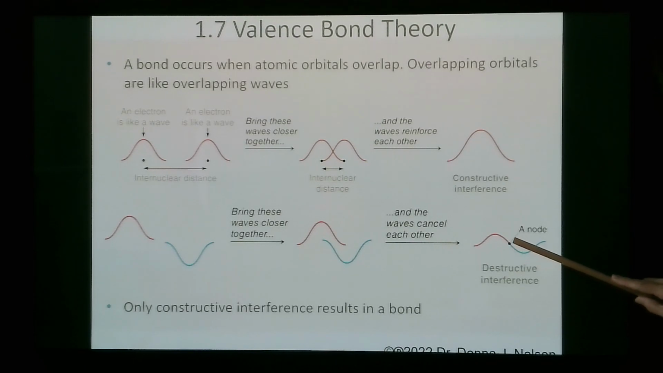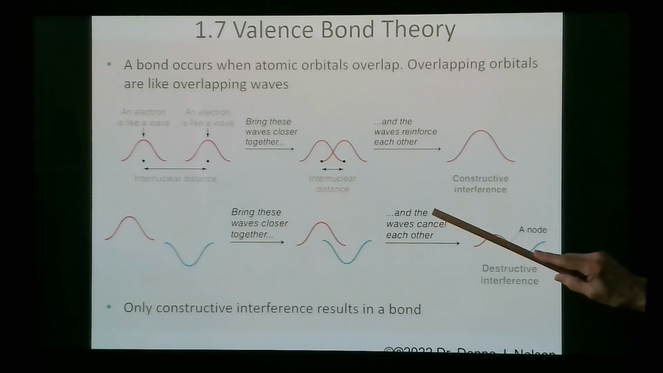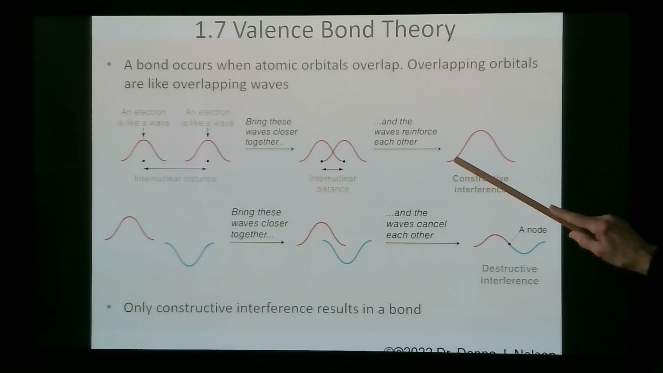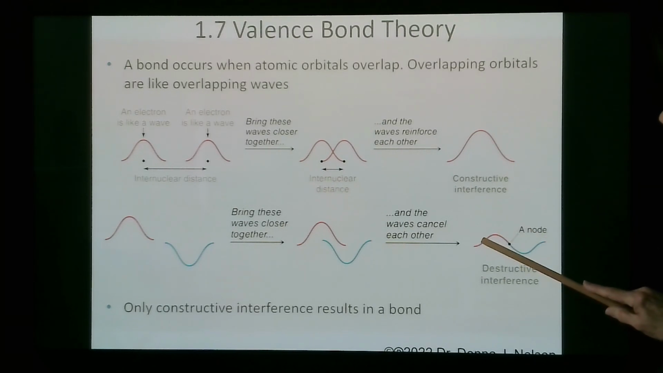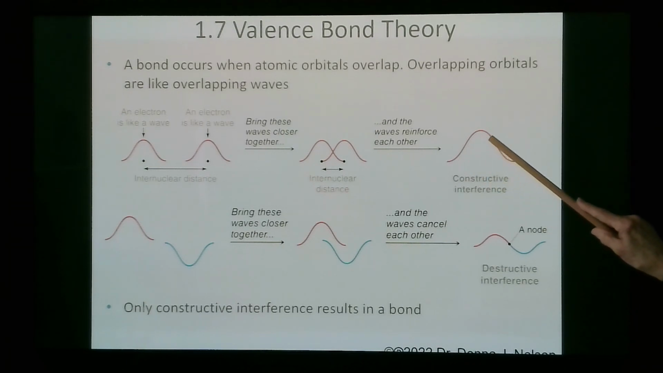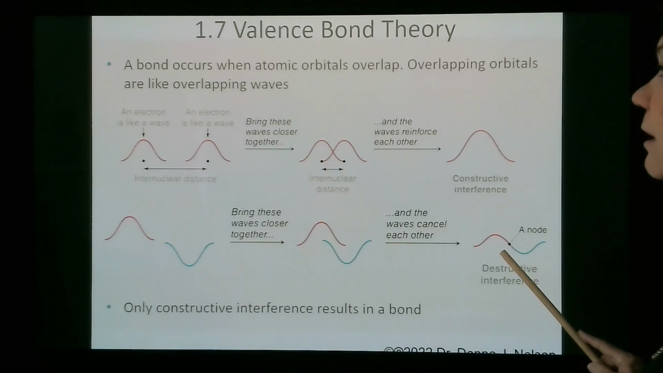And you can think of the point at which the wave crosses the axis as a node. And so this corresponds very well to the bonding orbitals where there's constructive interference, and the anti-bonding orbitals where there will be nodes. So, as it says, only constructive interference results in a bond. This corresponds much more to an anti-bonding orbital.